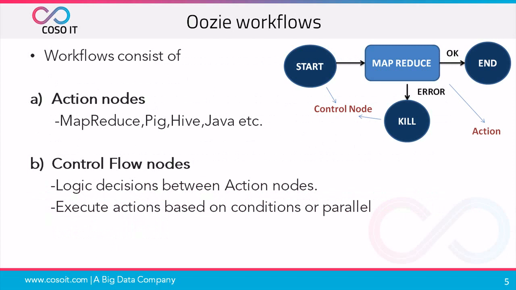So an OOZIE workflow consists of the action nodes and the control flow nodes. An action node can be a MapReduce job, a Pig application, a file system task, or a Java application also. A control flow node is the one which provides logic between action nodes, like start, end, and kill. So they execute actions based on the condition.